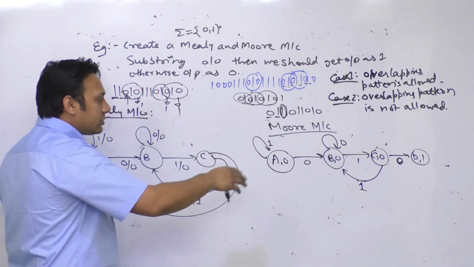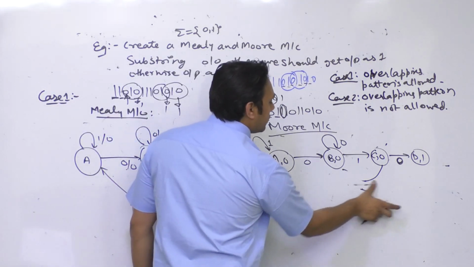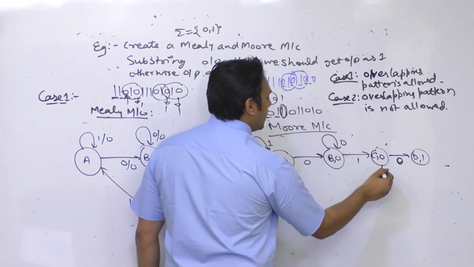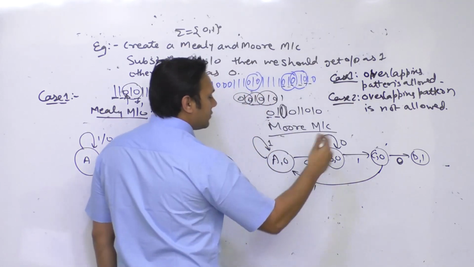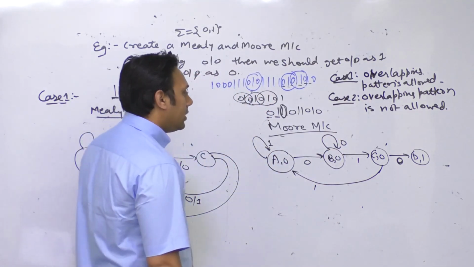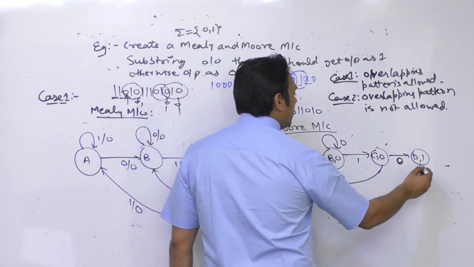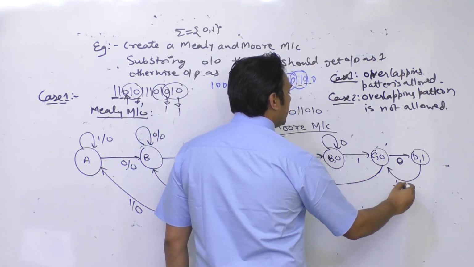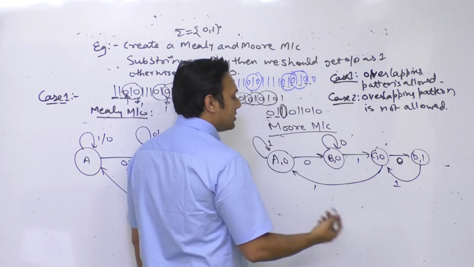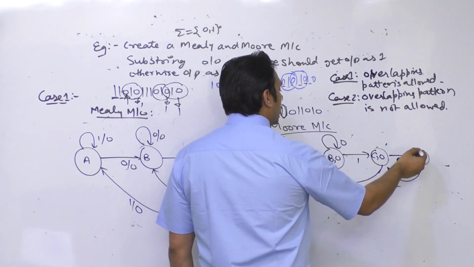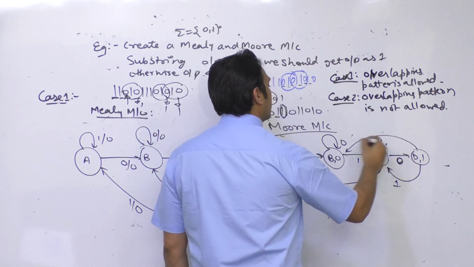And again we have to search for, actually in that case we have to go to, instead of state C, we have to go to state A because we have to search for the entire pattern again. Now in case of D, if we get a 1, we go to state C. In case of D, if we get a 0, then again we have to go to the state B.